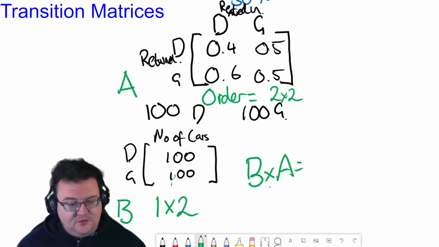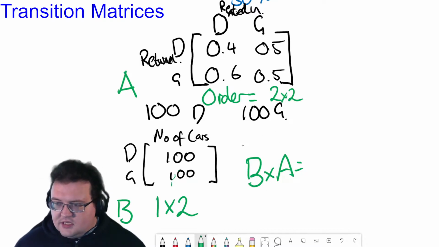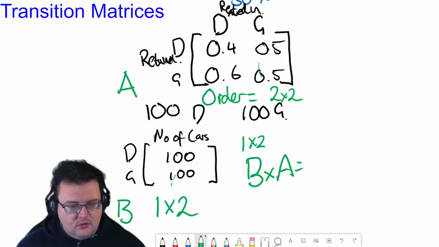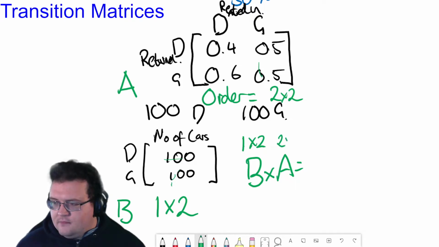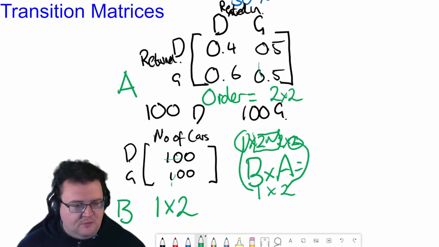It's not going to be a 2 by 2, because it's going to be a 1 by 2. I've got two columns, two rows here, and this is one column. It's 100 and 100. Okay, so it's a 2 by 2 and the sizes match, but it's going to create a 1 by 2 matrix in return.